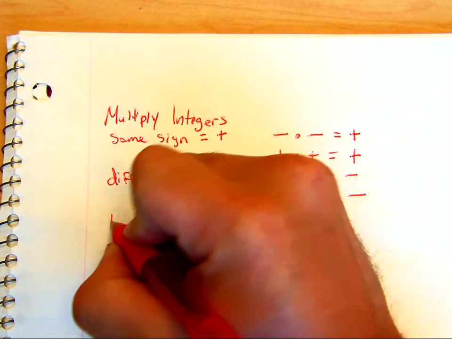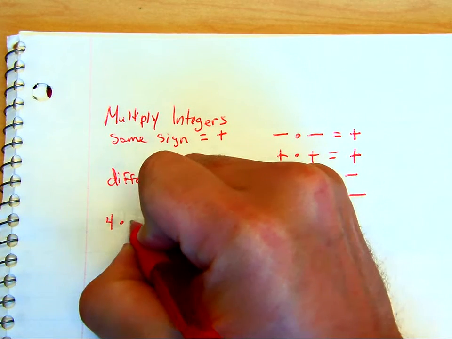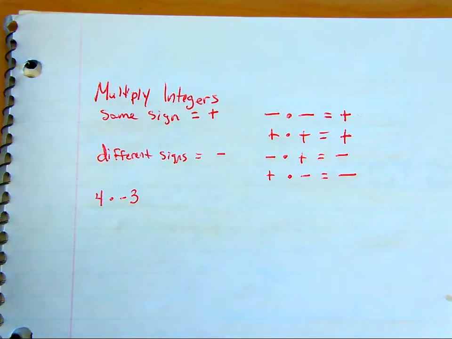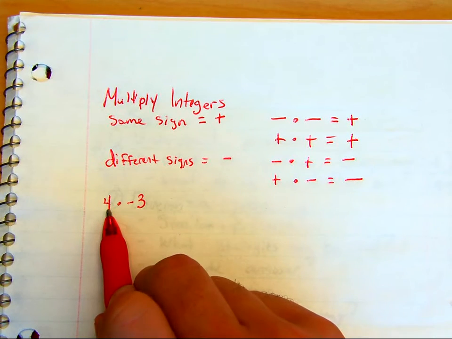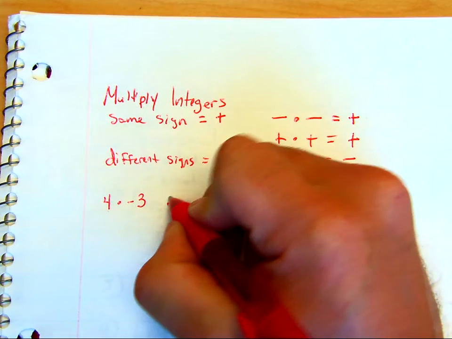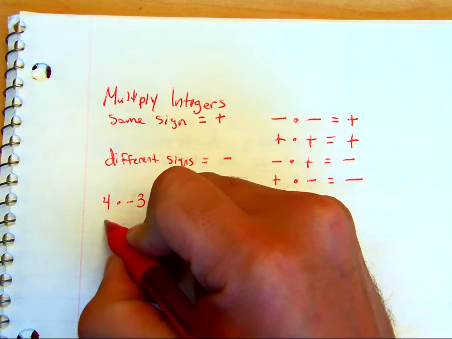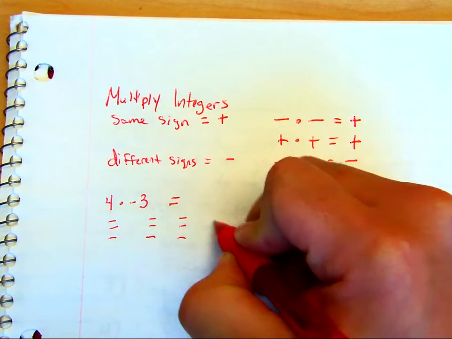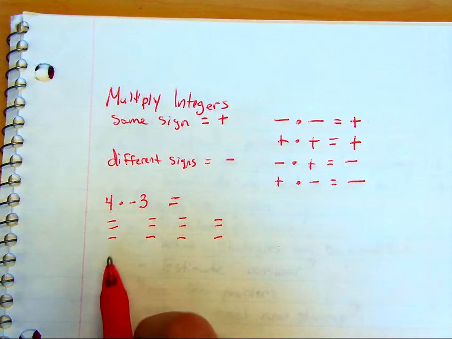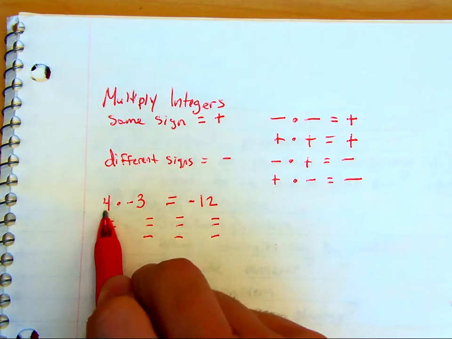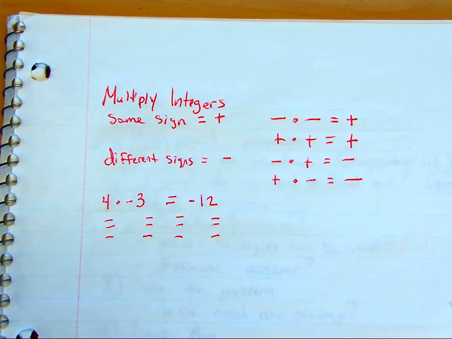So if I had something like 4 times negative 3, well, that means I have 4 groups of negative 3. So if I'm looking at that, there's 1, 2, 3, 1, 2, 3, 1, 2, 3, 1, 2, 3. There's 12 negative signs. I have 4 groups of negative 3.